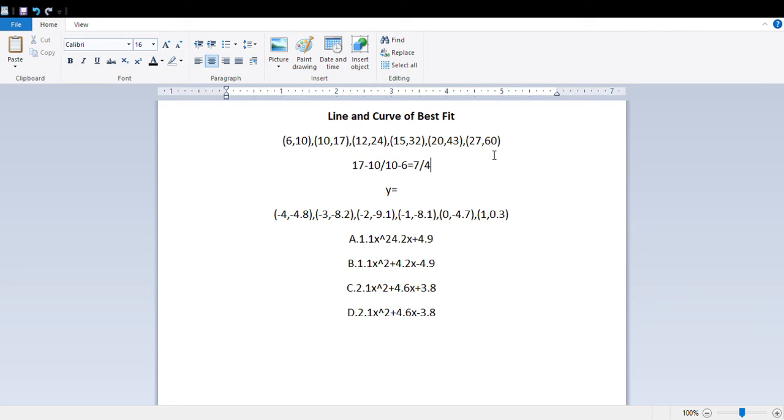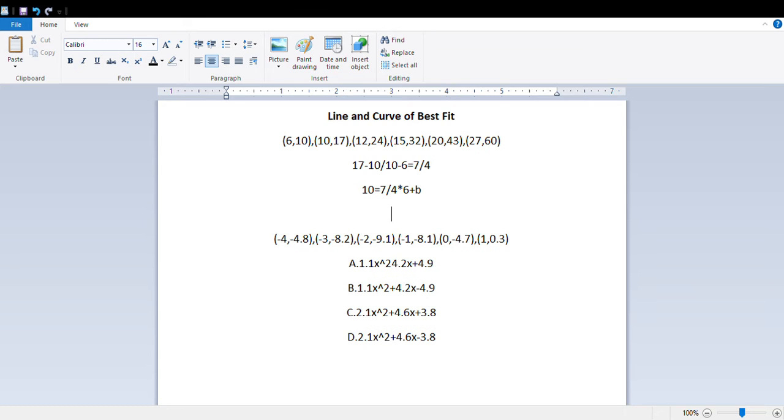And from here, we know that y equals 7 over 4 x plus b. Let's take any random point. Let's take 6, 10, and input it into our line. So for y it'll be 10, and for x it'll be 6. Now we just solve for b. 7 over 4 times 6 is the same thing as 21 over 2. Subtract 21 over 2 from both sides, and you should get negative 1/2 equals b.